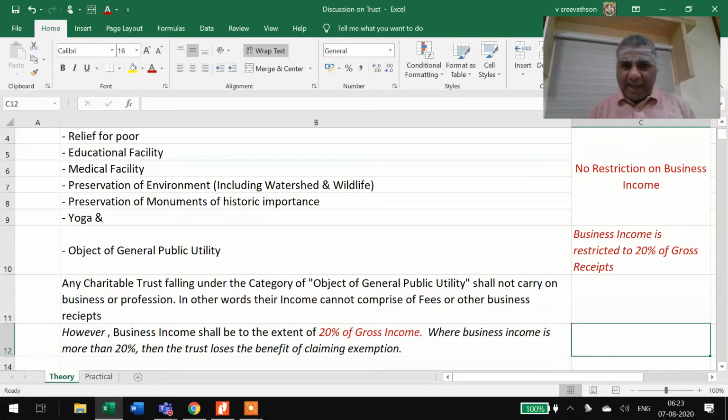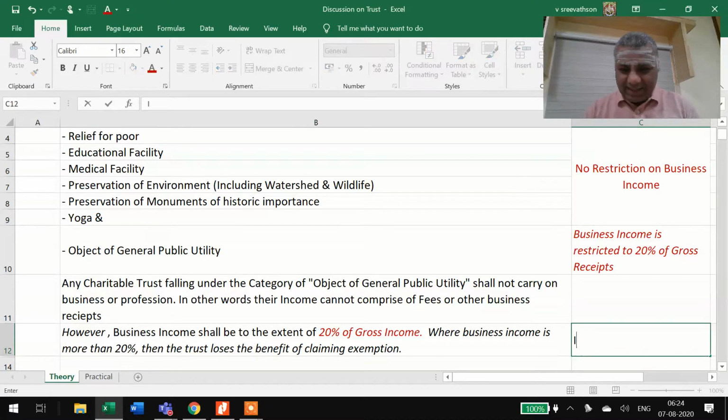Though later again I am going to tell this, it is better to tell it at this level. You will understand it more clearly and it will be strongly nailed into your mind. Sir, suppose in the year 1920, my business income is more than 20% of my gross receipts. I am falling under object of general public utility and my business income exceeds 20% of gross receipts. Is my exemption lost once and for all? No, the Act has clarified.